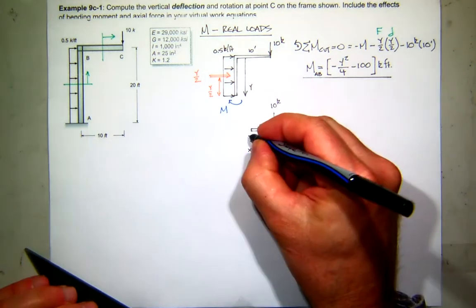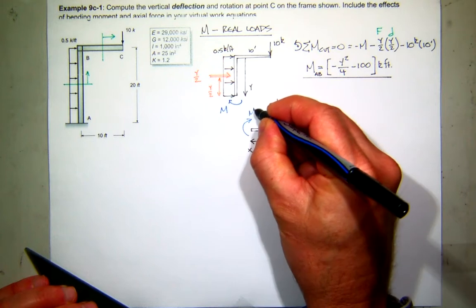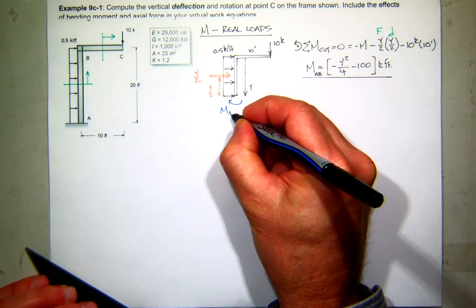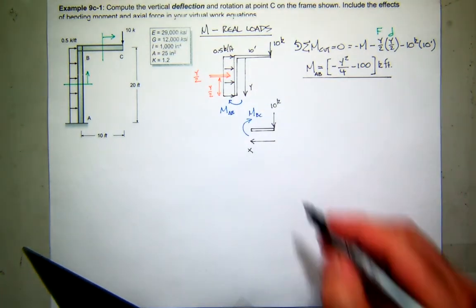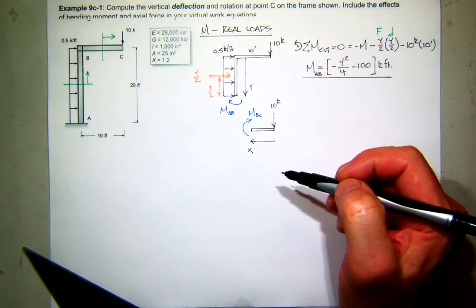And then what do we have internally? Well, we have the moment, and that'll be the moment in BC. I guess I should have labeled this one AB. Sorry, I kind of jammed these two together. They look like they're somehow connected, but they're not.